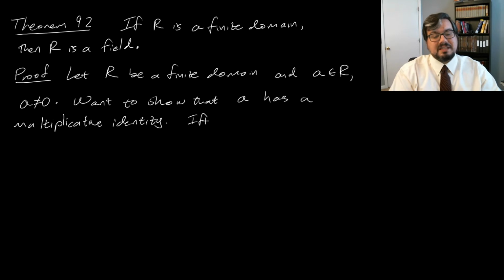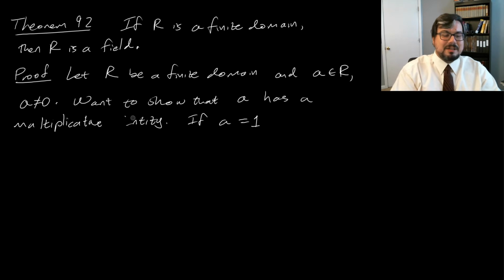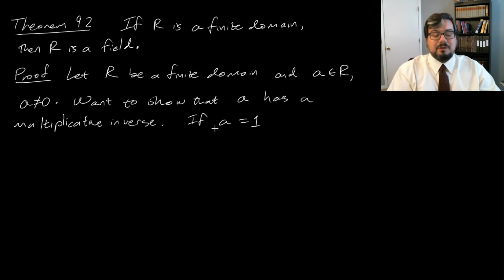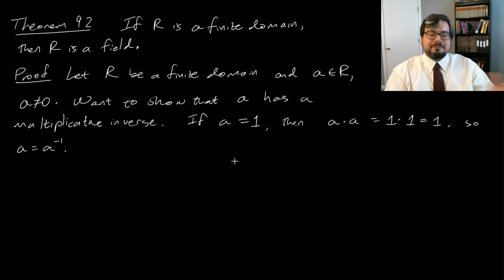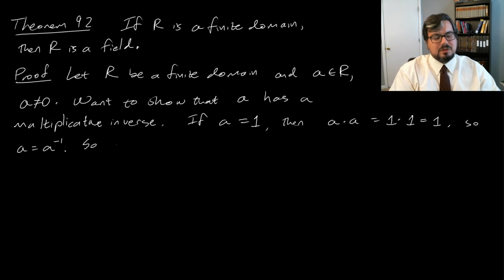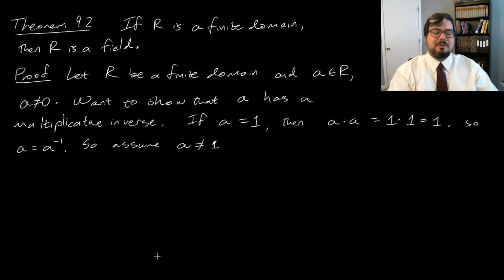We've already assumed that there exists an identity. We want to show that A has a multiplicative inverse. Now, first of all, if A is equal to 1, then A times A is equal to 1 times 1, which is equal to 1. So A is its own inverse. That handles a simple case. So let's assume that A is not equal to 1, that A is not the multiplicative identity, and show that it has a multiplicative inverse.